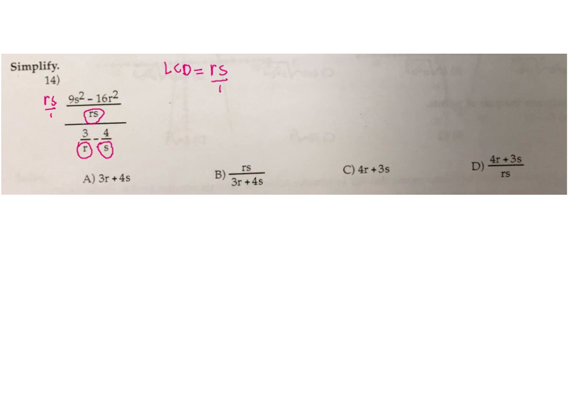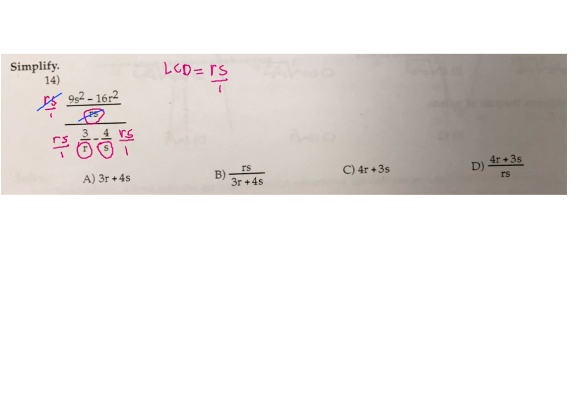You have RS over 1. And then here we have RS over 1. What would be the next step, do you think? Anyone? The next step is to reduce. The reason we multiply each term by LCD is to reduce. So this RS reduces RS, right? This would guarantee to get rid of all the fractions when you do that.